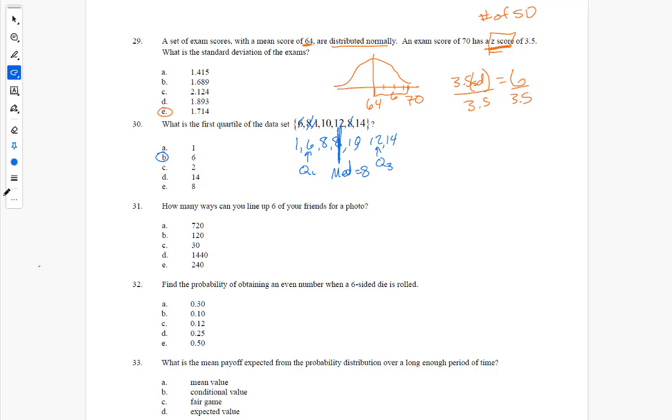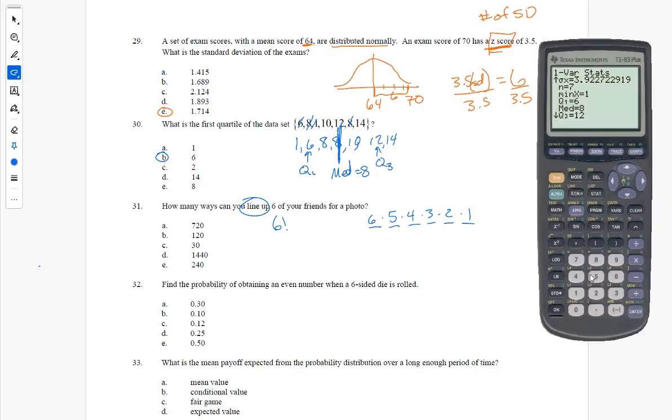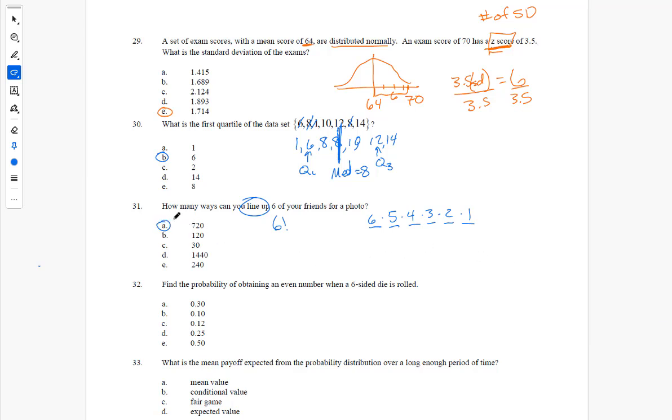All right, number 31. How many ways can you line up 6 of your friends for your photo? So this is exactly what we did at the very first with 8 paintings. We could put 6 friends there. We just used 1, so we got 5 friends, 4 friends, 3 friends, 2 friends, 1 friend, which is, how many ways can you rearrange? Line up is a way of saying arrangement. 6 friends, it's 6 factorial. So 6 times 5 times 4 times 3 times 2 times 1. Probability factorial, enter, and we get 720. So number 31 is 720.